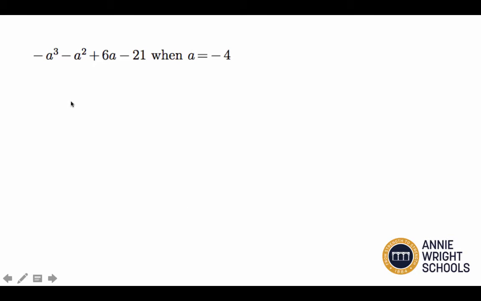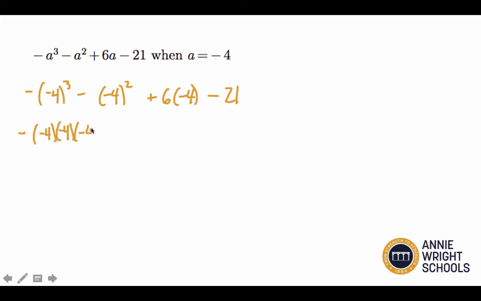Okay, same idea. Replacing everything with negative 4 in parentheses. So I get negative 4 cubed minus negative 4 squared plus 6 times negative 4 minus 21. Negative 4 times negative 4 times negative 4. So that ends up being, if you write it out, this. Do you see how I get a negative times a negative times a negative times a negative, which is positive?